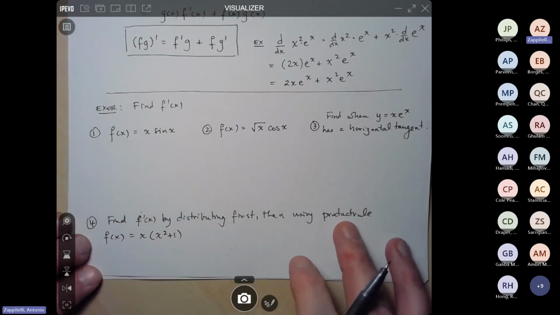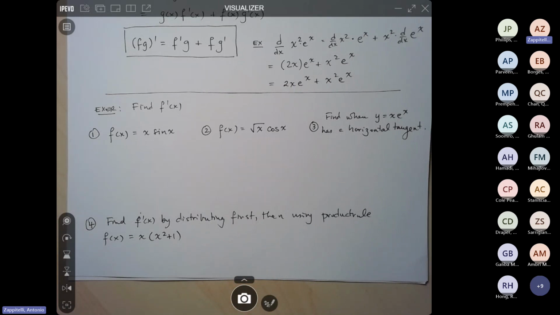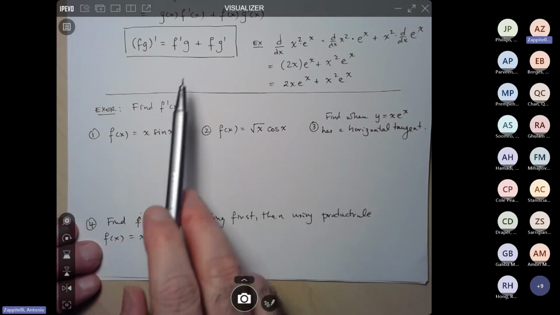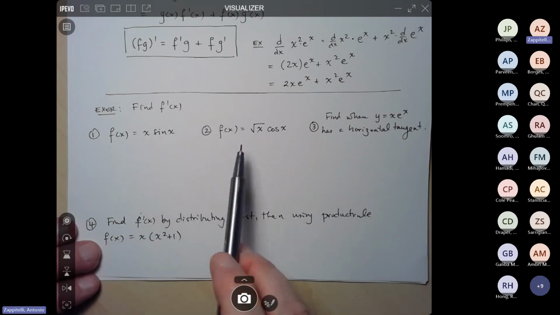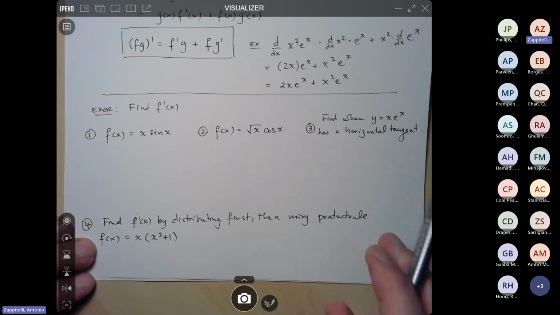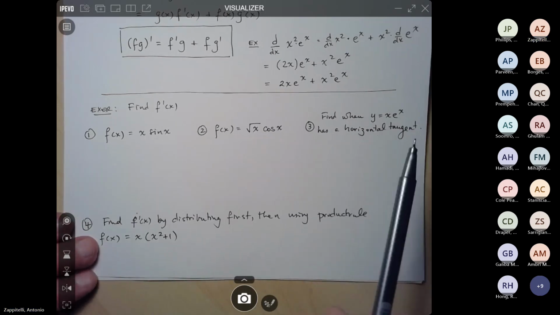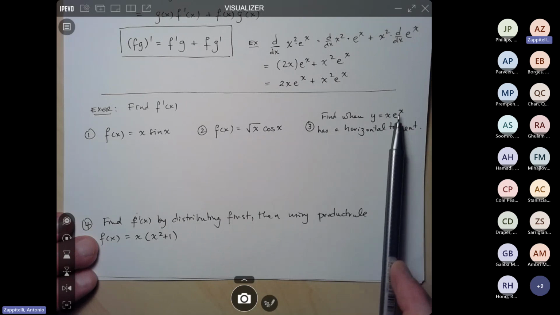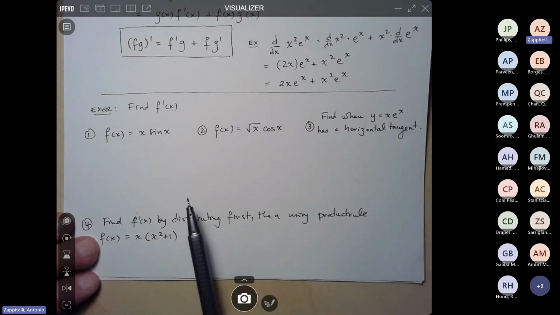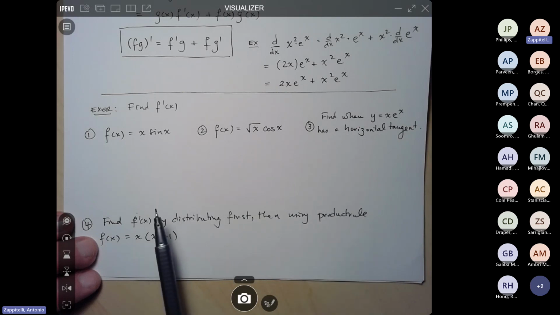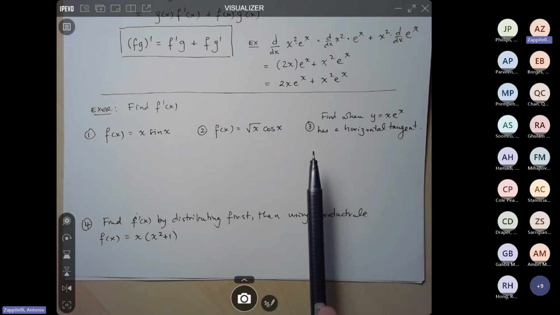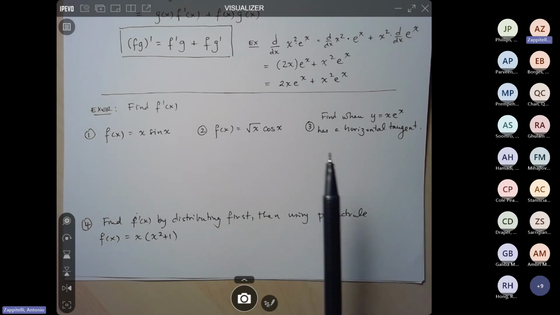All right, so let's take a look at these examples. These are what I want you to work on. Here, just apply the product rule as is. Here again, you're just going to be applying the product rule. Here I'm adding a little bit more. I'm asking you to determine when this function, which is the product of two functions, has a horizontal tangent.